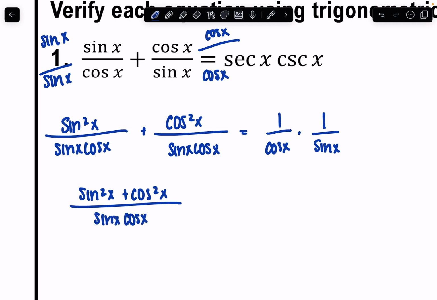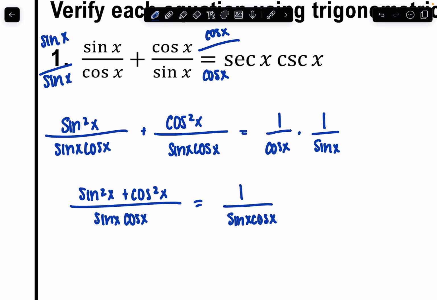Okay, so again, I cannot combine a sine squared and a cosine squared. Those are not like terms, so we just write them squished together. And then on the other side, the 1 times 1 on the top stays a 1. Cosine times sine on the bottom. Let's maybe flip that around. Remember, multiplication is commutative, so I can flip the order. And so now it looks exactly like the other side.